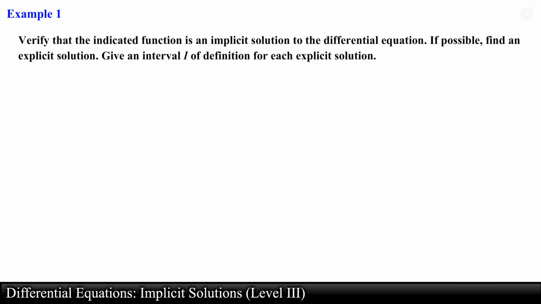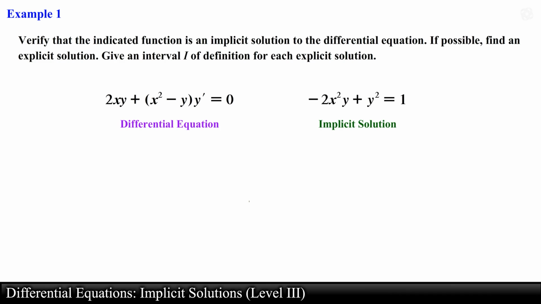Verify that the indicated function is an implicit solution to the differential equation. If possible, find an explicit solution. Give an interval I of definition for each explicit solution. The differential equation is 2xy plus the quantity x squared minus y times y prime equals 0. And the implicit solution to verify is negative 2x squared y plus y squared equals 1.